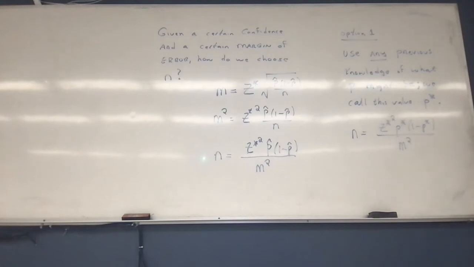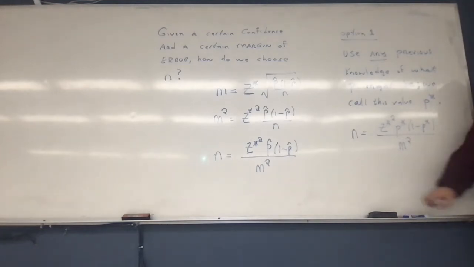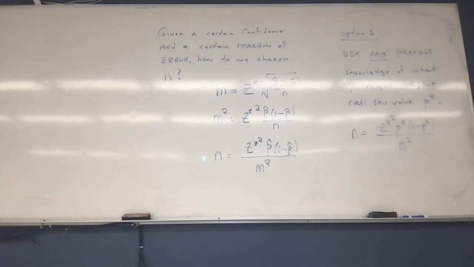So use any previous knowledge of what p might be. The question would say something like, someone else did a study 2 years ago, and they got a p value of 0.37. Great, use 0.37. If there's previous knowledge from someone else, somewhere in the past, of what p might be, just use that.